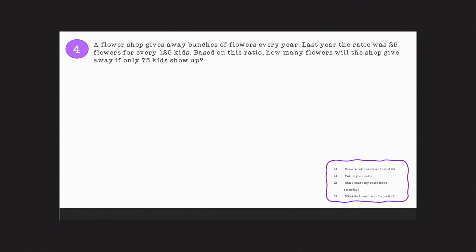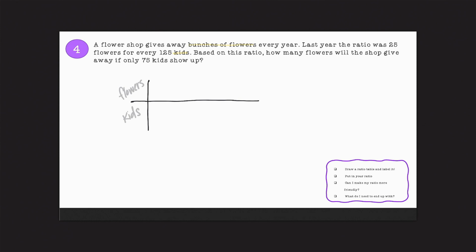A flower shop gives away bunches of flowers every year. Last year, the ratio was 25 flowers for every 125 kids. Based on this ratio, how many flowers will the shop give away if only 75 kids show up? So right away, I see I'm being compared bunches of flowers to kids. So that's what I'm going to label it. So flowers to kids.